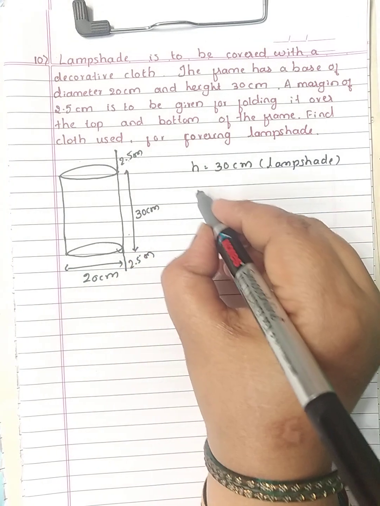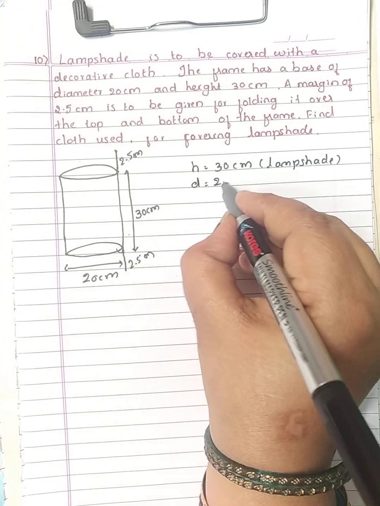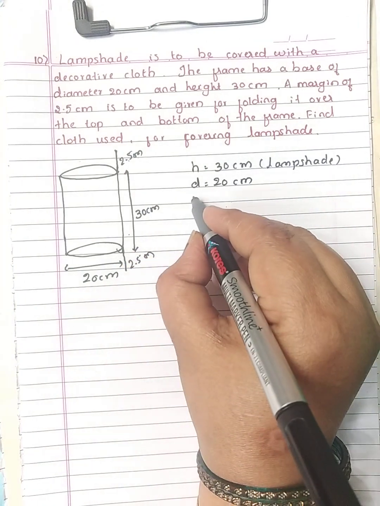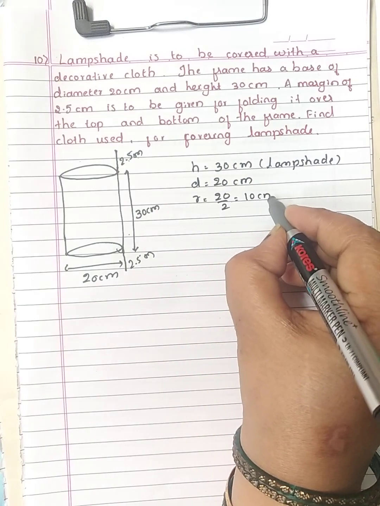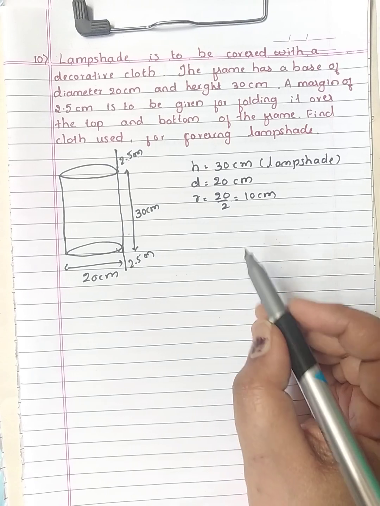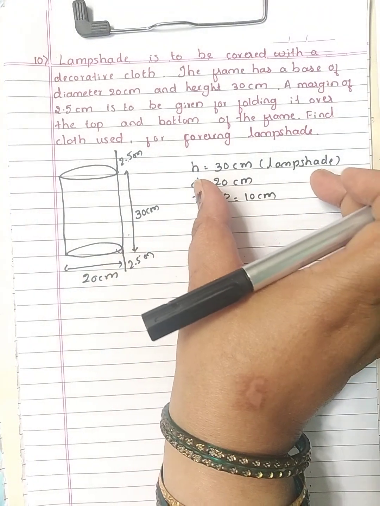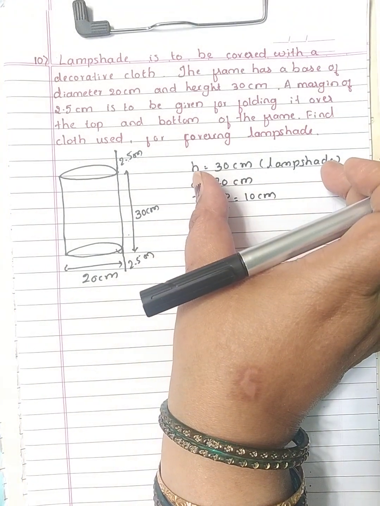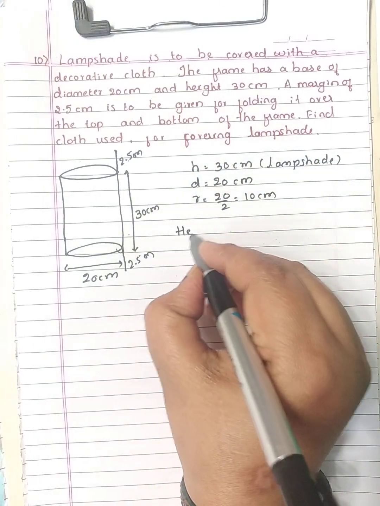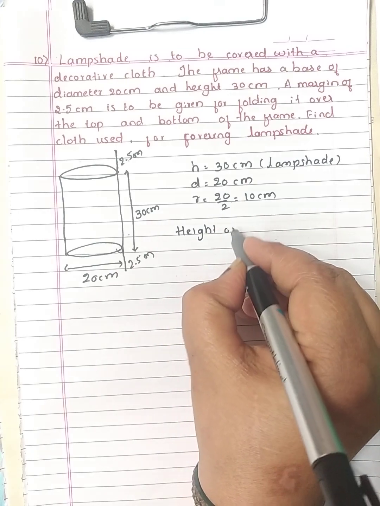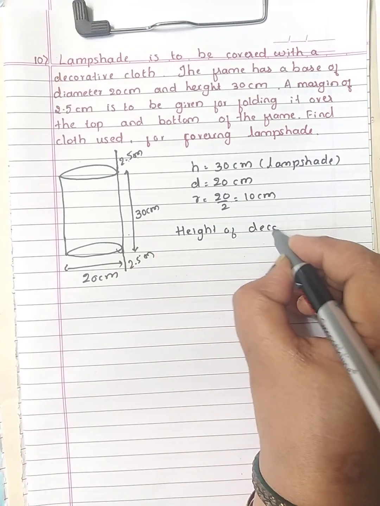And diameter is 20 centimeter, and radius becomes 20 by 2, that is 10 centimeter. Now next is the height of the lampshade. Now we have to find out the height of the decorative cloth, that is height of decorative cloth.